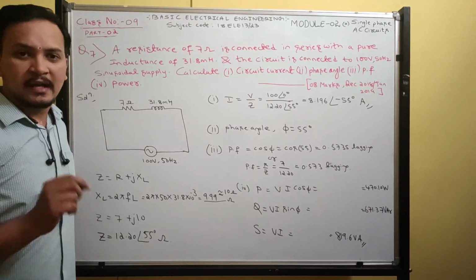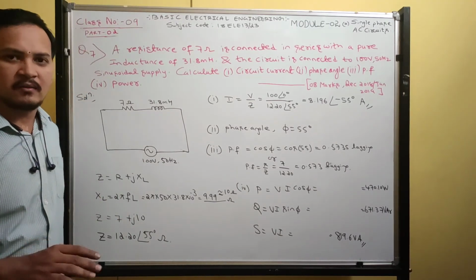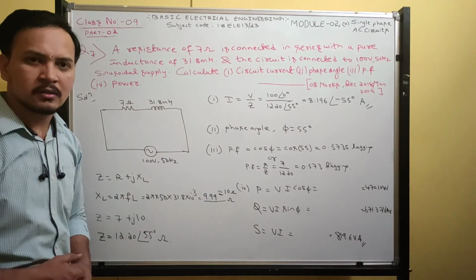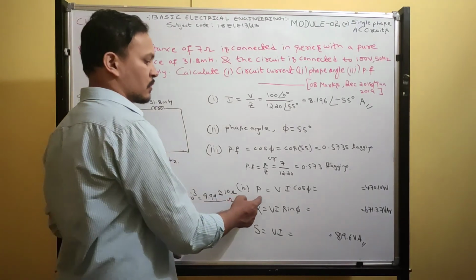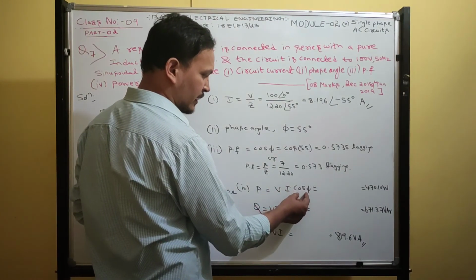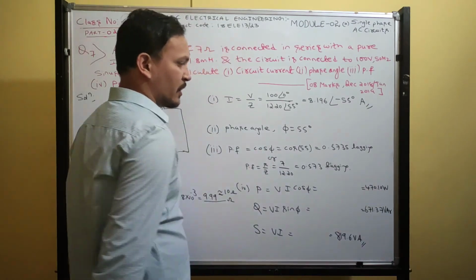Then later, they asked power, but they didn't ask which power. True power, reactive power or apparent power. Which power they didn't ask. So what's wrong with that? Calculate all the powers. So power is equal to VI cos phi. Enter voltage, current and cos phi. You will get answer 470.10.